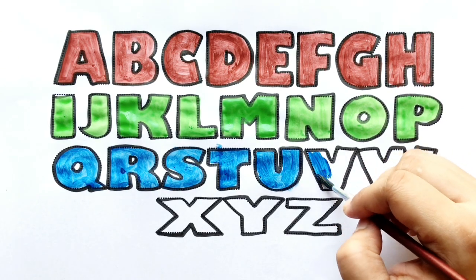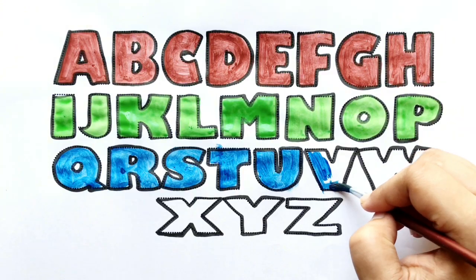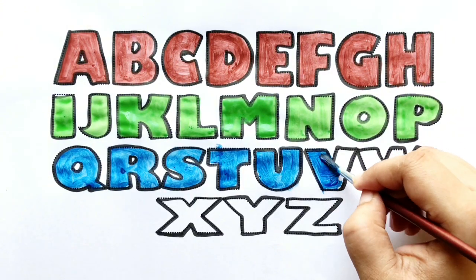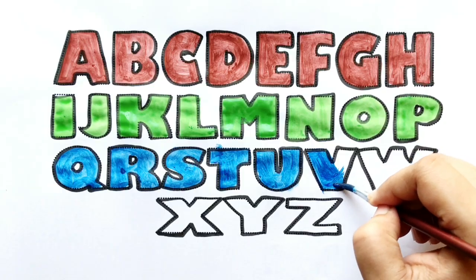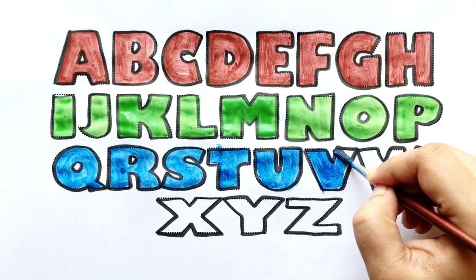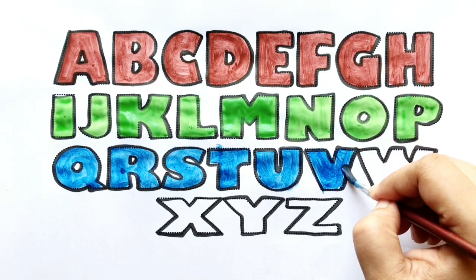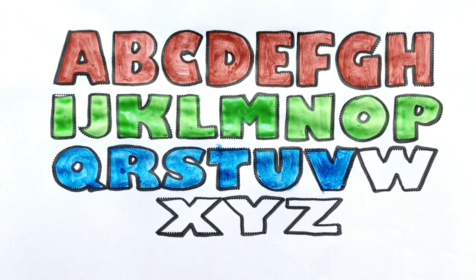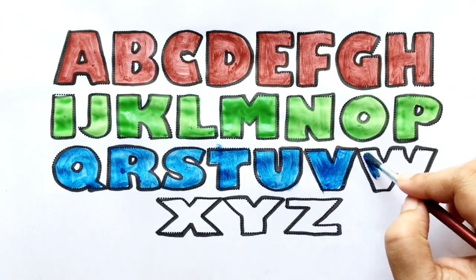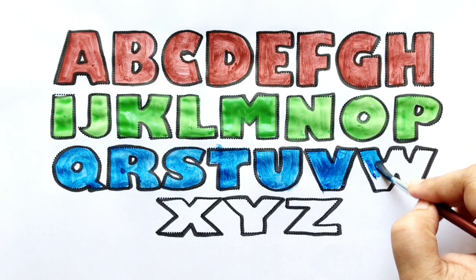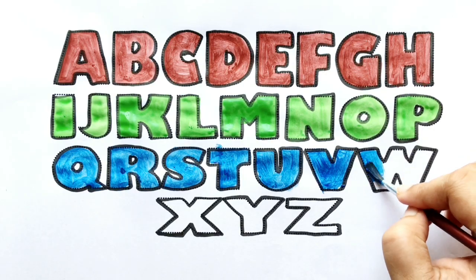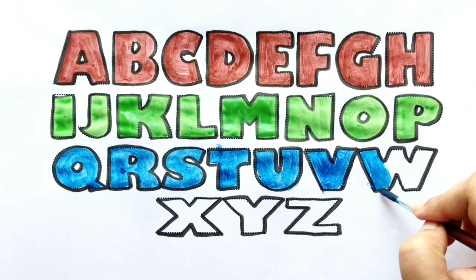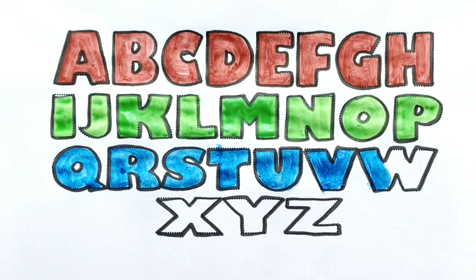V for violin. A, B, C, D, E, F, G, H, I, J, K, L, M, N, O, P, Q, R, S, T, U, V, W, X, Y, and Z. W for watermelon. Know my ABCs. Next time, won't you sing with me?